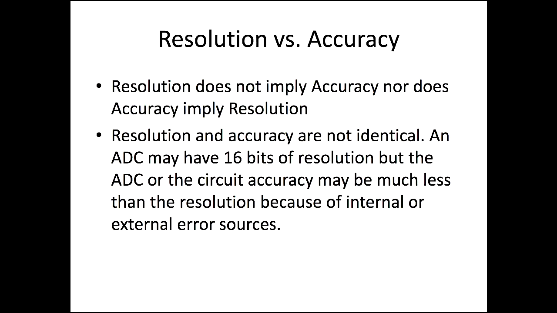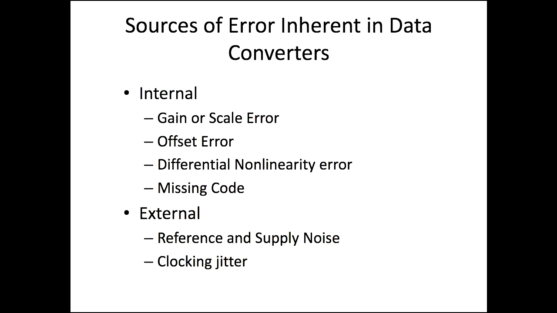And then resolution versus accuracy. As I said, you have to be careful. Resolution is what you read on the front page, 16-bit or 8-bit. Resolution does not imply accuracy, nor does accuracy imply resolution. Resolution and accuracy are not identical. An ADC may have 16 bits of resolution, but the ADC or the circuit accuracy may be much less than the resolution because of the internal or external error sources. So the accuracy is decided by effective number of bits. Again we discussed effective number of bits.